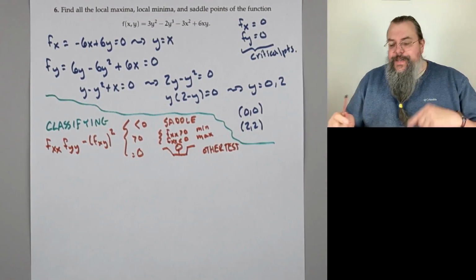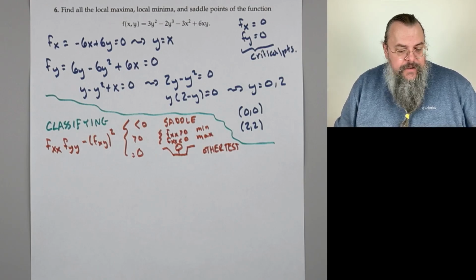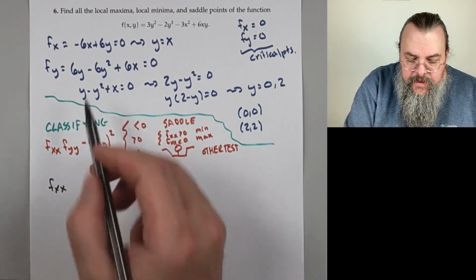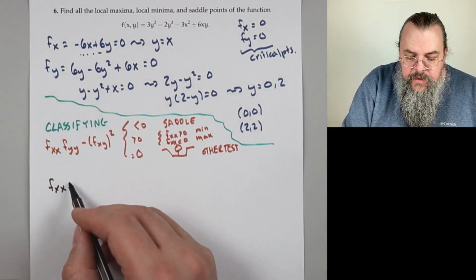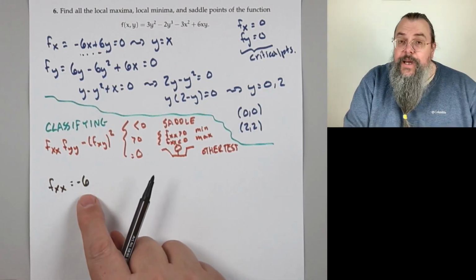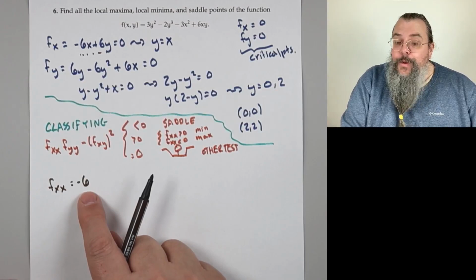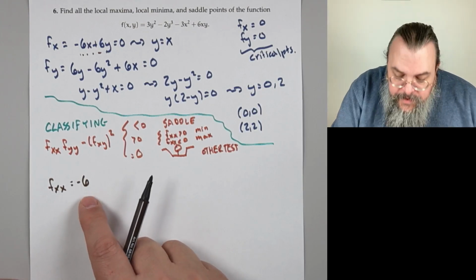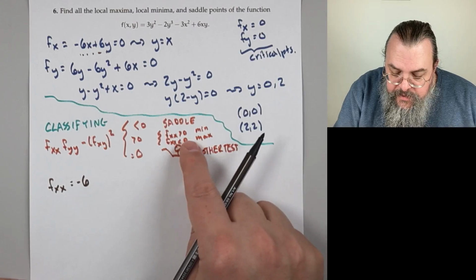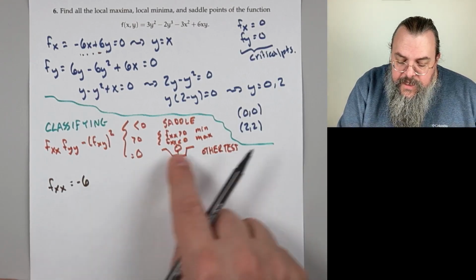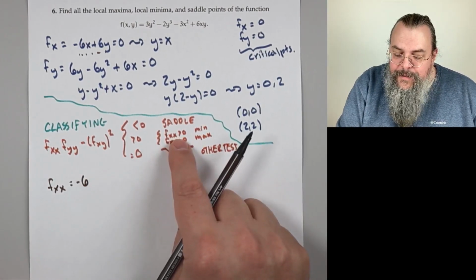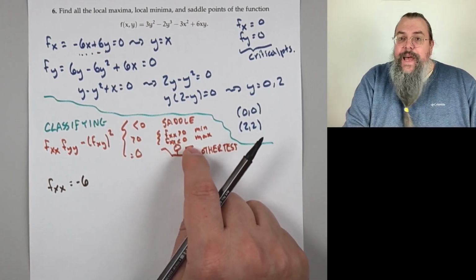Okay, so here we go. We've got to write some stuff down here. We have fxx, so come back up here, it is minus 6. By the way, this automatically tells us what? We're not going to have any mins, right? If fxx is positive, it's a min; if fxx is negative, it's a max, right? Because fxx is always negative, so we can never have fxx be positive. No mins. So it's maxes or saddles.